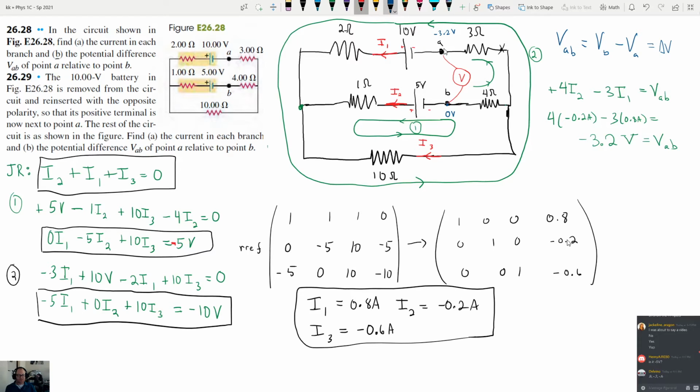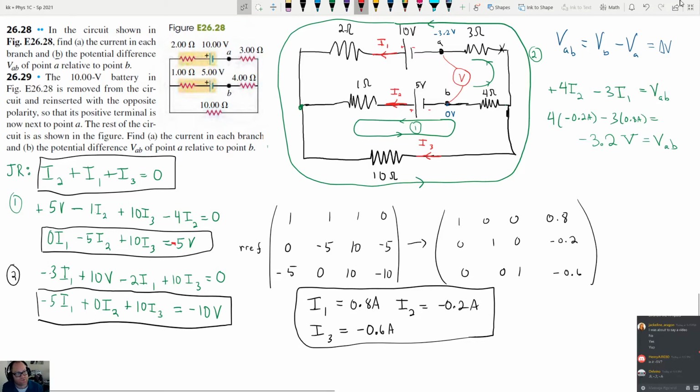So VA is 3.2 volts below point B. And I think the way we did that is consistent with that. Now, what would VB minus VA be? It would actually be the opposite of this now, then, wouldn't it? You'd actually get... So I don't even know if I wrote this right here. Maybe it is VA minus VB.